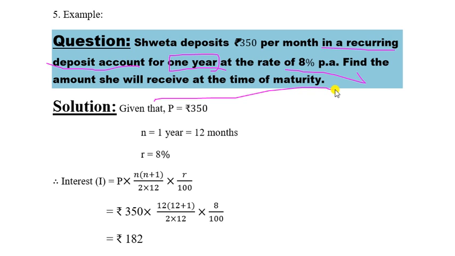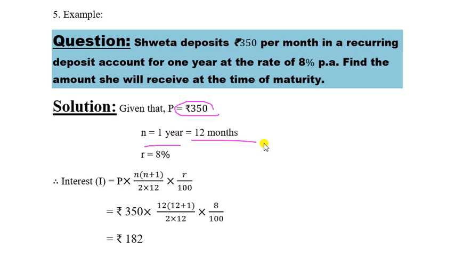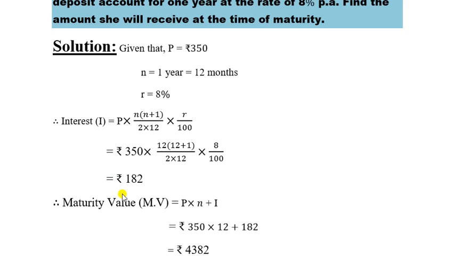Whatever is given in your question, first you have to write down. That's why I have written here P, that means monthly installment. P is 350. N is equal to 1 year. First I have mentioned 1 year as given, and I have also converted it into months. 1 year is equal to 12 months, and R, the rate of interest, is 8%. Now, for maturity value it is necessary to find the interest, because without interest we cannot find the maturity value.